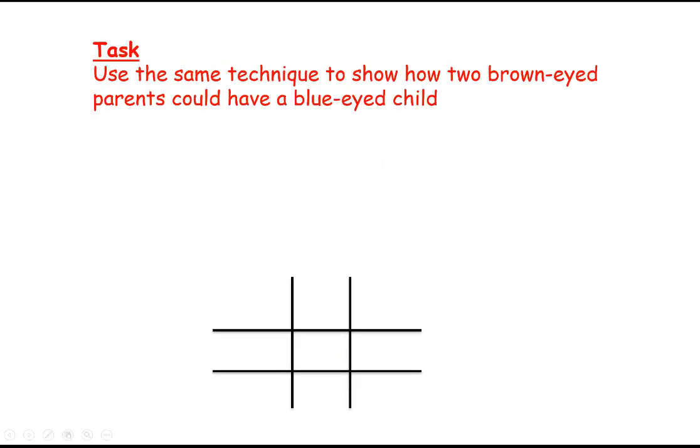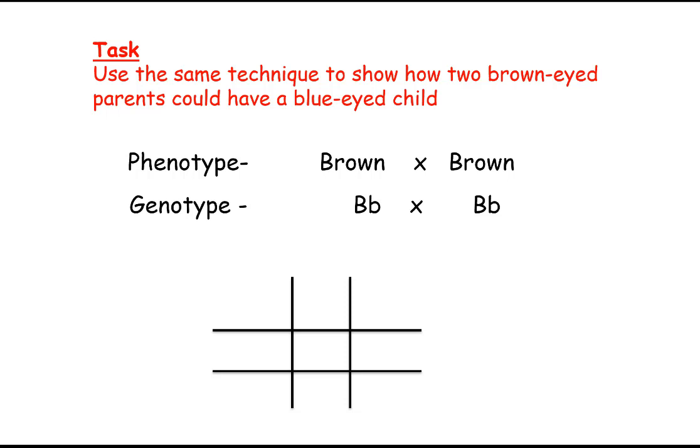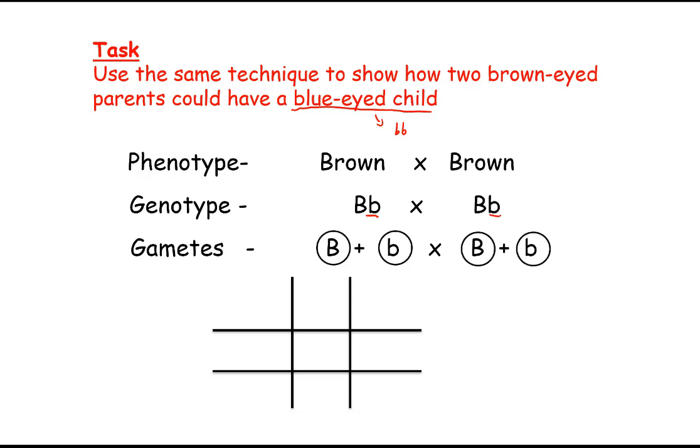Now, try and use the same technique to show how 2 brown-eyed parents could have a blue-eyed child. Pause it here, see if you can work it out. So for this, their phenotype has to be brown because it said 2 brown-eyed parents. Their genotypes have to be big B, little b. Both of them do. And the reason why is because they want to have a blue-eyed child. So the blue-eyed child has to end up with 2 little b's. So each parent has to have a little b to be able to pass it on. The gametes that can be produced are big B and little b in both cases.